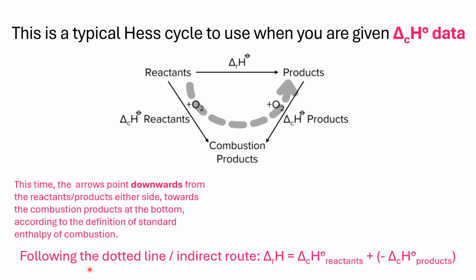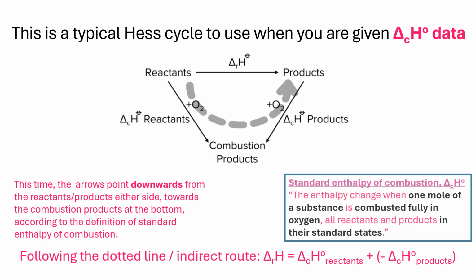So when you construct a delta CH data Hess cycle, the reactants point downwards to the combustion products, and the products point downwards to their combustion products. In other words, you're imagining what would happen if you burnt 1 mole of your reactant in oxygen to make the combustion products, all reactants and products in their standard states. Similarly, if you took the products of your reaction and imagined burning them in oxygen, you would get the combustion products, again, all reactants and products in their standard states. So this time you're adhering to the definition of standard enthalpy of combustion.